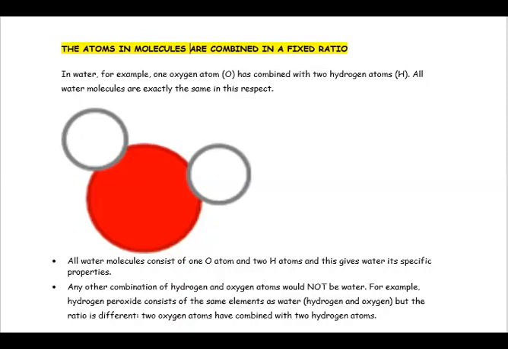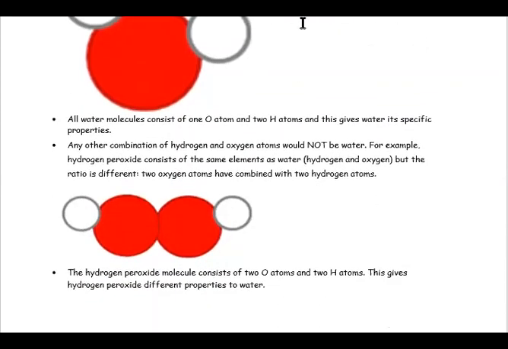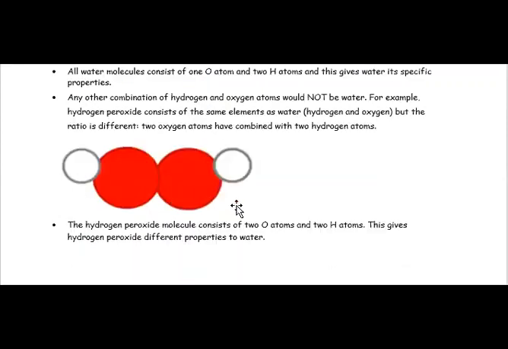For example, hydrogen peroxide consists of the same elements as water. It contains hydrogen and oxygen, but the ratio is different. There are 2 oxygen atoms combined with 2 hydrogen atoms. So if we look at the bottom over here, we have hydrogen peroxide. As you can see, we have 2 oxygen atoms and 2 hydrogen atoms. So we still have the components of water, but can you see how just one more atom makes all the difference? And if we recap, we know that this is called a molecule because you have 2 different types of atoms bonding together.